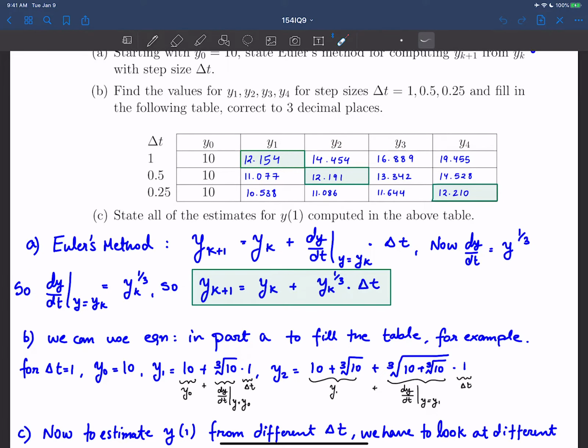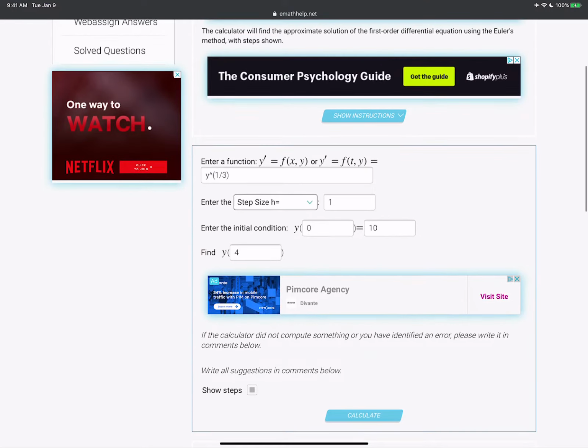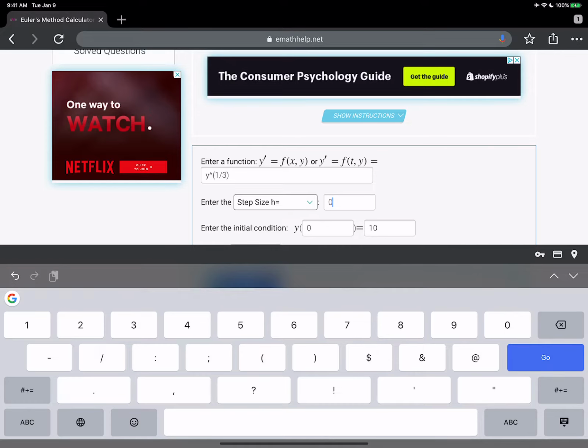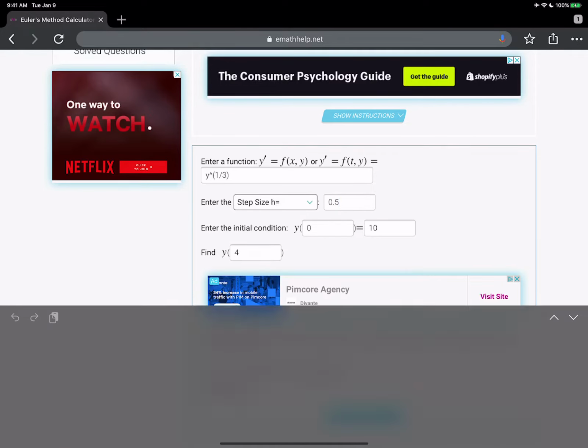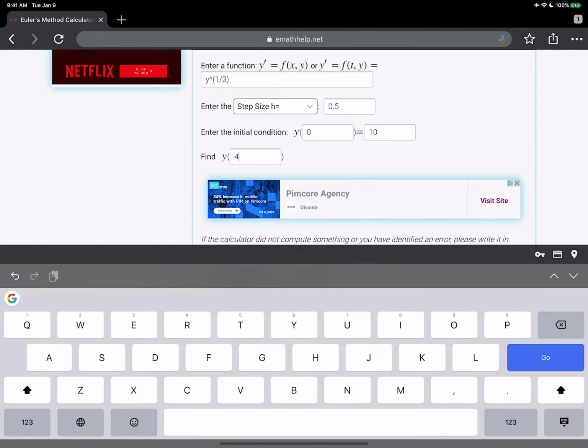Now for the next delta t, all you've got to do is go back to the same calculator and change that step size to 0.5. A common sense thing is that when you're trying to compute y of 4, starting from 0 and reaching 4 with a step size of 0.5, it's going to take you a total of 8 steps. We don't want that. We want just 4 steps because y4 is what they're asking for.